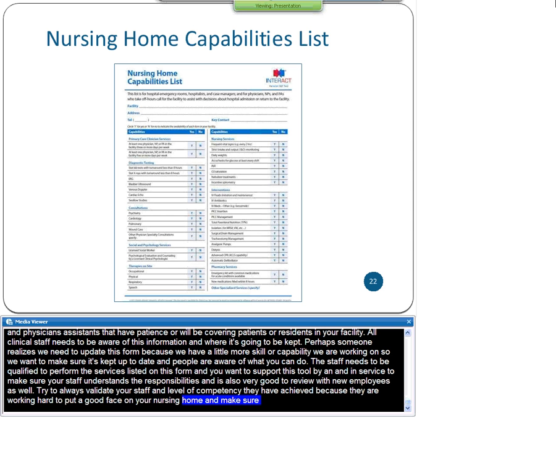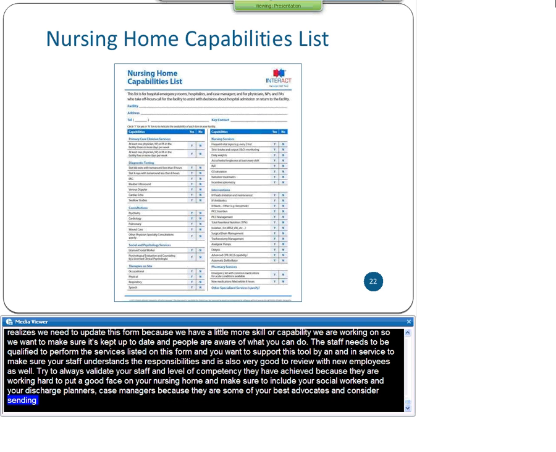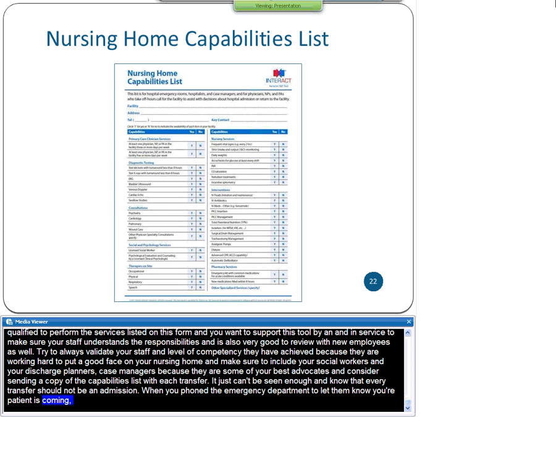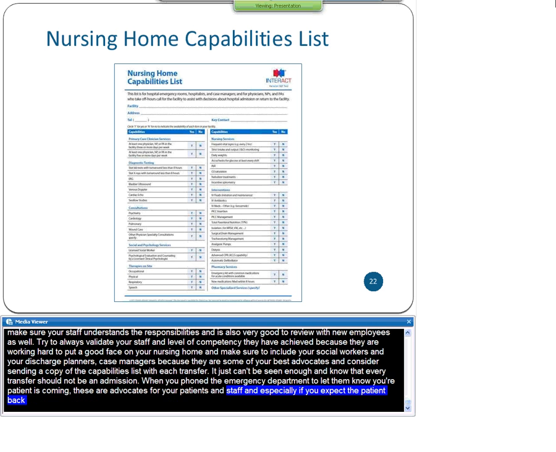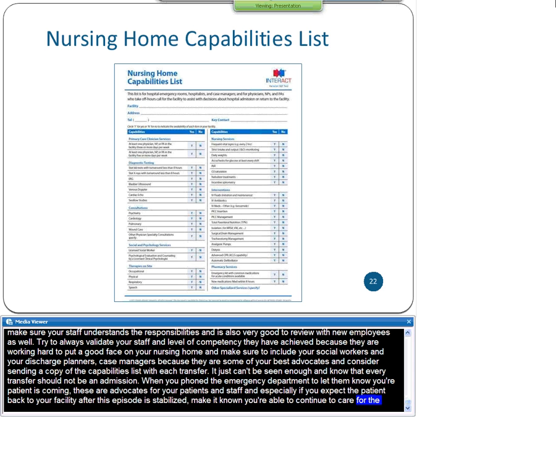And consider sending a copy of this capabilities list with each and every transfer to the ED. It just can't be seen enough. And just know that every transfer should not be an admission. When you phone the emergency department with the warm handover to let them know your patient's coming, be their advocate. Advocate for your patient, for your staff, and especially if you expect the patient back to your facility after this episode is stabilized. Make it known that you are able to continue the care for the patient's condition in an environment where the patient or the resident is used to living with familiar faces around them.